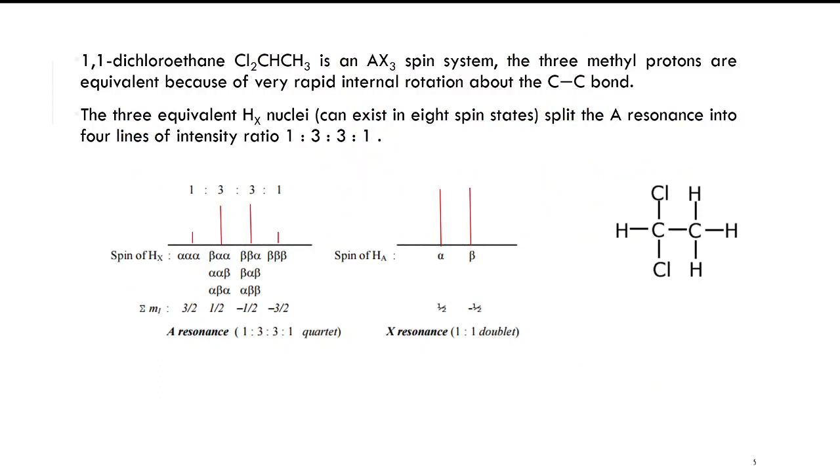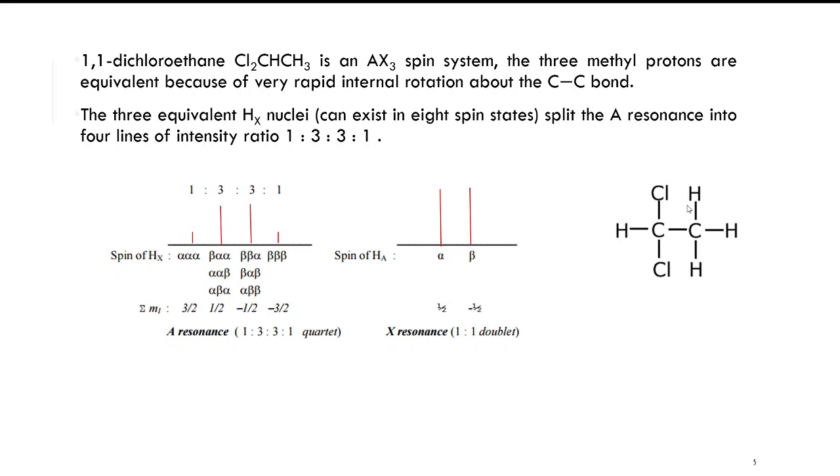Now let's look at an AX3 spin system. So here you have the methyl group, but all the hydrogens are actually equivalent because of the rapid internal rotation. So you have one environment here and you have another environment here. We have three protons here, so we know this is going to give a doublet, the alpha and beta.